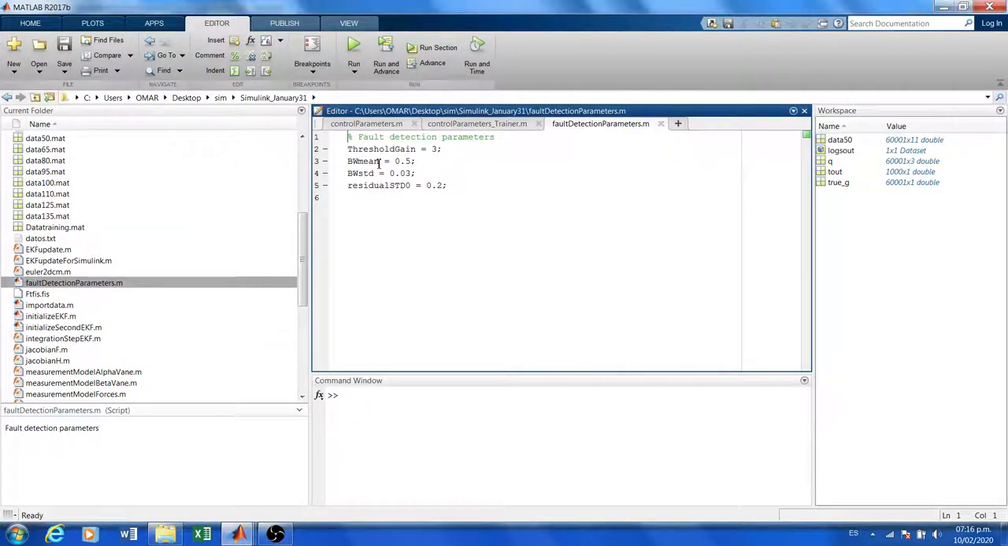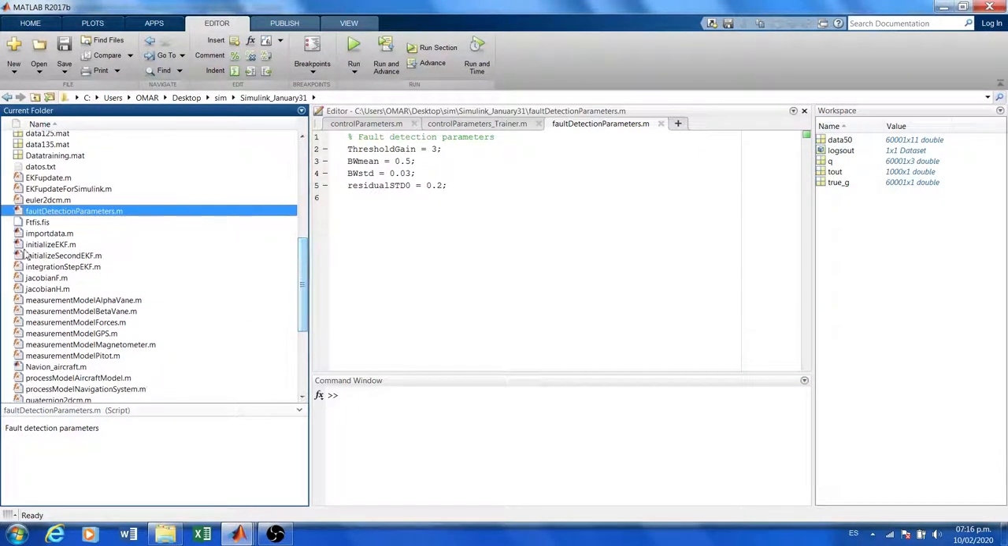bandwidth of the mean signal, the residual signal. This is the bandwidth of the standard deviation signal, and this is the residual standard deviation, the initial standard deviation, to initialize the filter at the beginning of the threshold computing and mean computing. So this was tuned by hand. It will change if we change the aircraft. So we have to tune these values by hand.